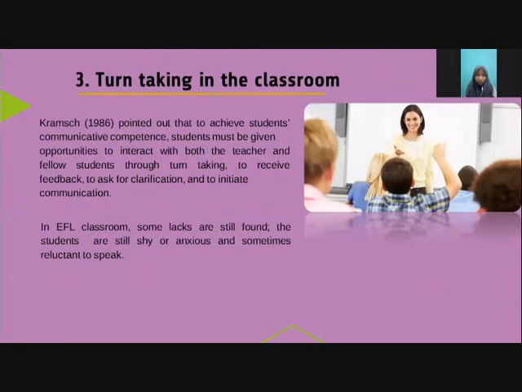Okay, let's jump into the subtopics of turn taking in the classroom. Crumbs 1986 pointed out that to achieve students' communicative competence, students must be given opportunities to interact with both the teacher and fellow students through turn taking, to receive feedback, to ask for clarification, and to initiate communication.